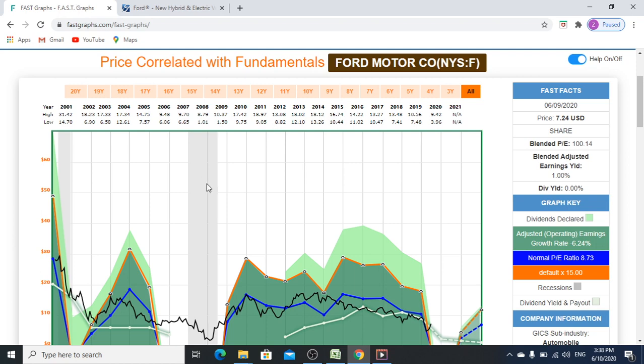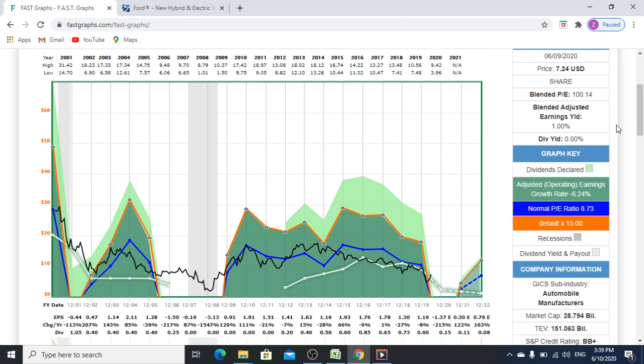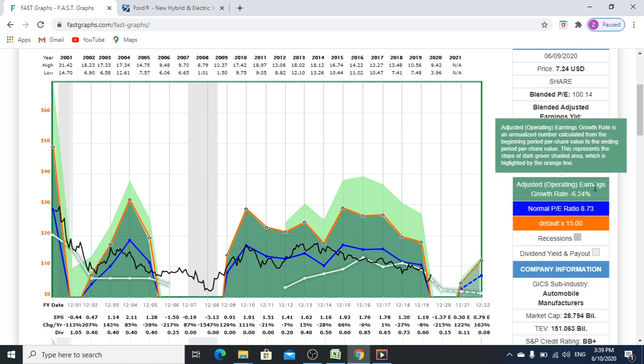For valuation I use FAST Graph, and you can see the price. The current price is around 7 US dollars. The dividend yield is zero. Dividend is suspended. The company so far paid dividend, but due to this automotive and COVID situation, the dividend payment is suspended. So the growth rate is negative.